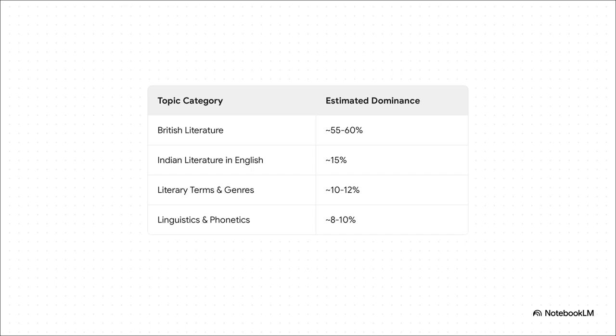So, what does this all mean for you? It tells you exactly how to build your study plan. You tackle the heavy hitters first, absolutely, but you cannot ignore those smaller percentages. Why? Because those are almost always the tiebreakers.